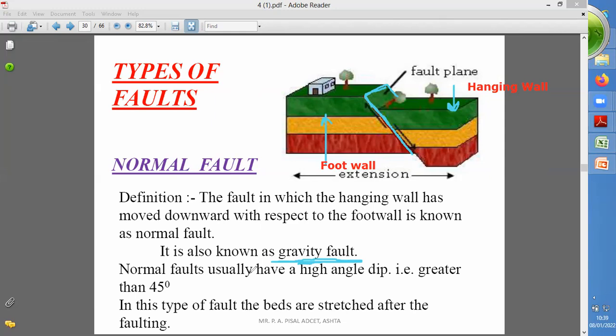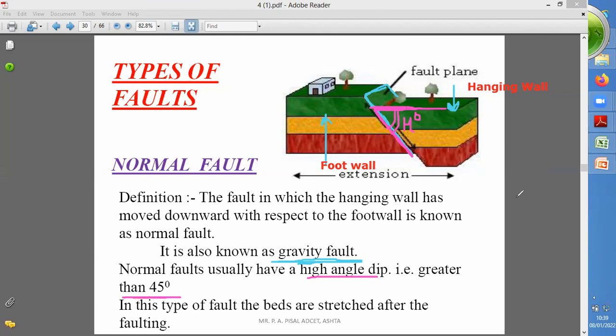The normal fault usually has a high angle dip, so the hade angle is greater than 45 degrees. Now which angle? Just wait, I will draw here. This is the fault plane, and with the horizontal layer, one angle is formed. That angle is considered the hade angle, and it is always greater than 45 degrees here. High angle dip means it is greater than 45 degrees.